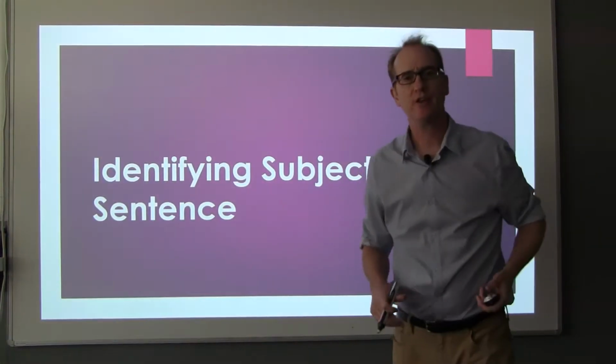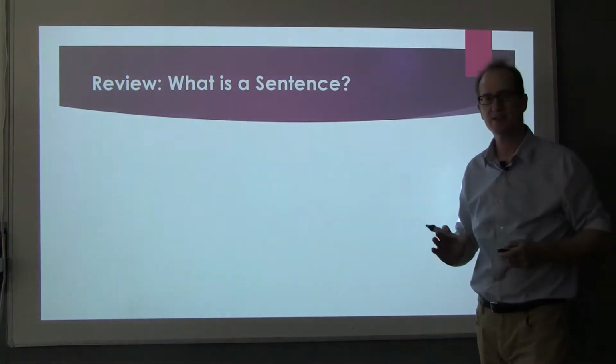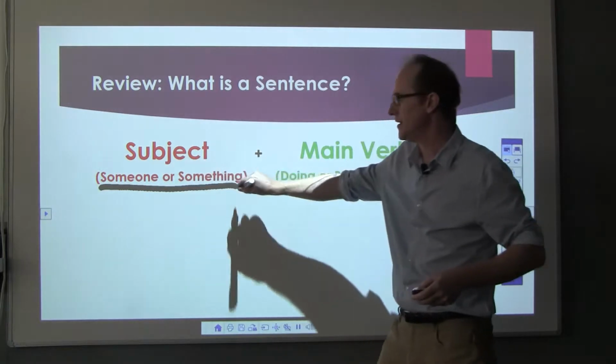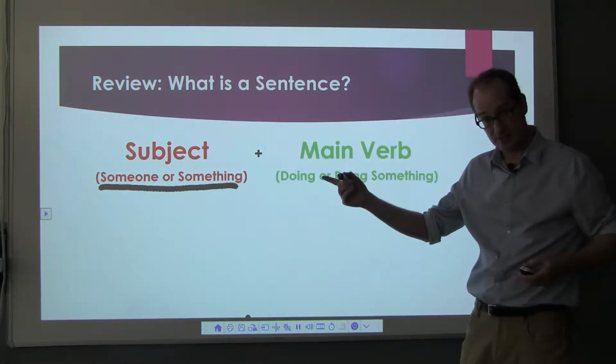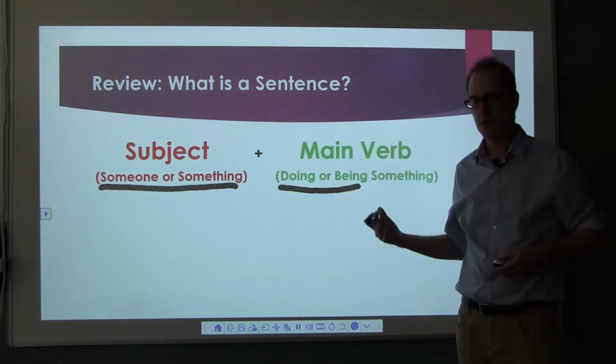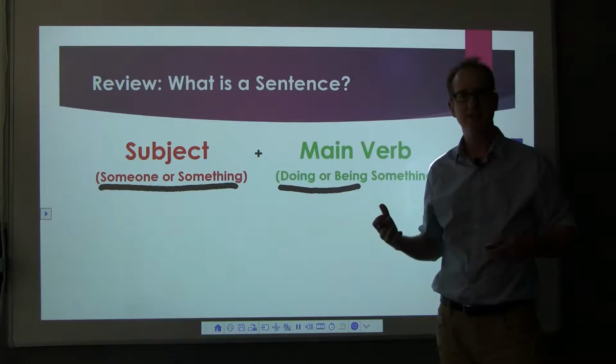In this video, we're going to look at how to identify the subject of a sentence. First, let's review what a sentence is. Essentially, a sentence is someone or something, which is the subject of the sentence, doing or being something, which is the main verb. You absolutely need both of these components to have a complete sentence.